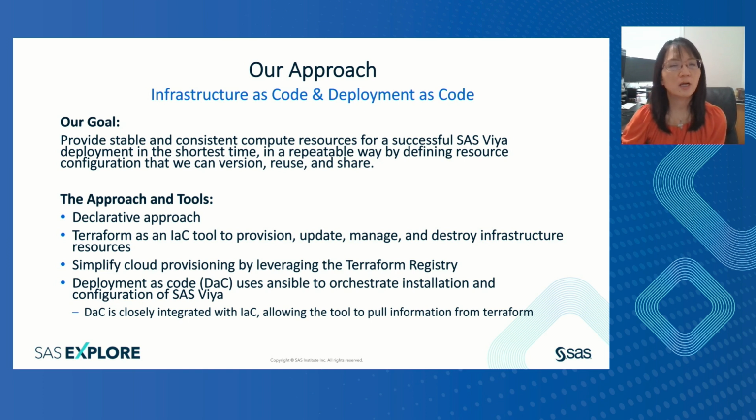Ansible is used in our SAS Viya deployment, the Ansible playbook. IaC and DaC are closely integrated. If you use IaC to provision an infrastructure, it will retrieve the cloud configuration from the TF state file, which is very simple and straightforward. But what if you don't have an IaC for provisioning? You can still use DaC, deployment as code. It's just a little more configuration you have to put in your configuration file.